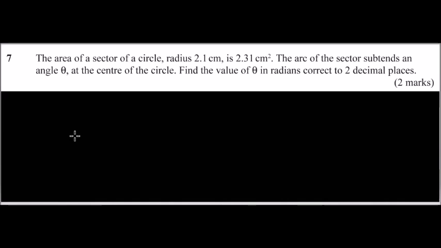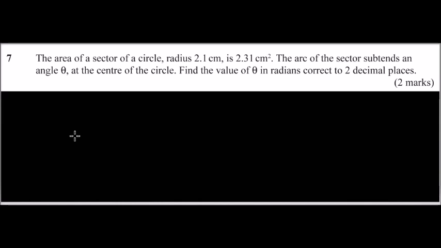Question number 7. The area of a sector of a circle, radius 2.1, is 2.31 centimeters squared. The arc of the sector subtends an angle theta at the center of the circle. Find the value of theta in radians correct to 2 decimal places.